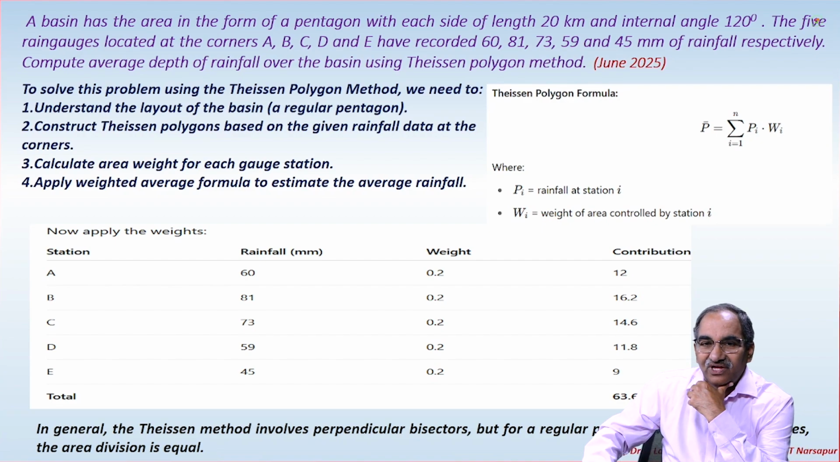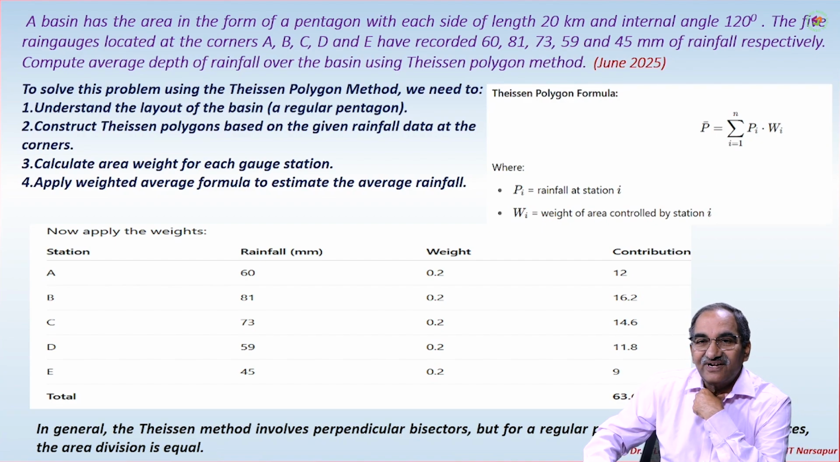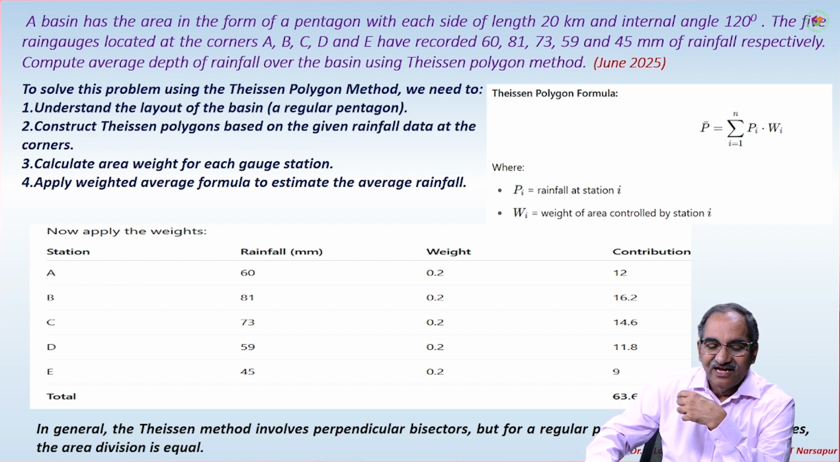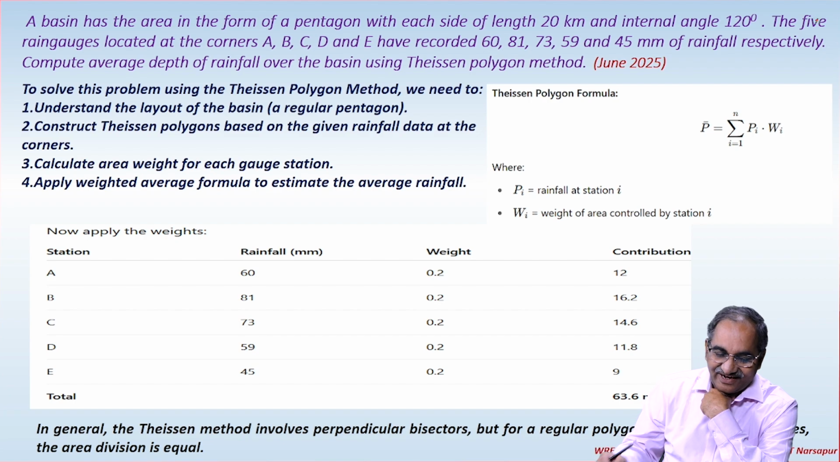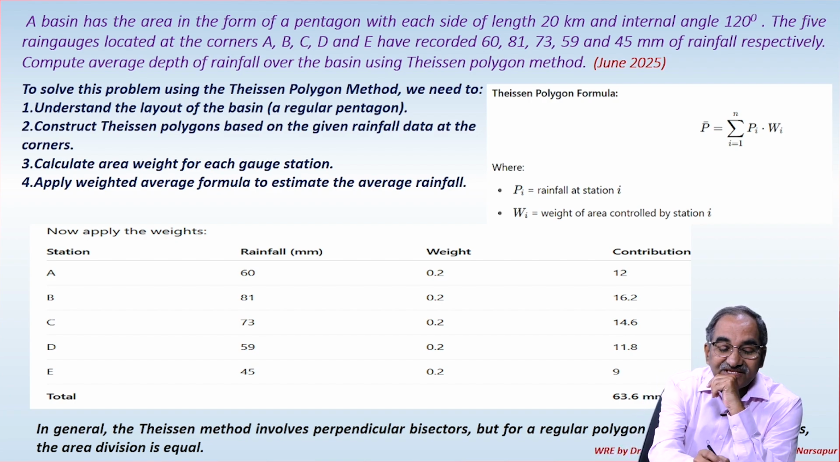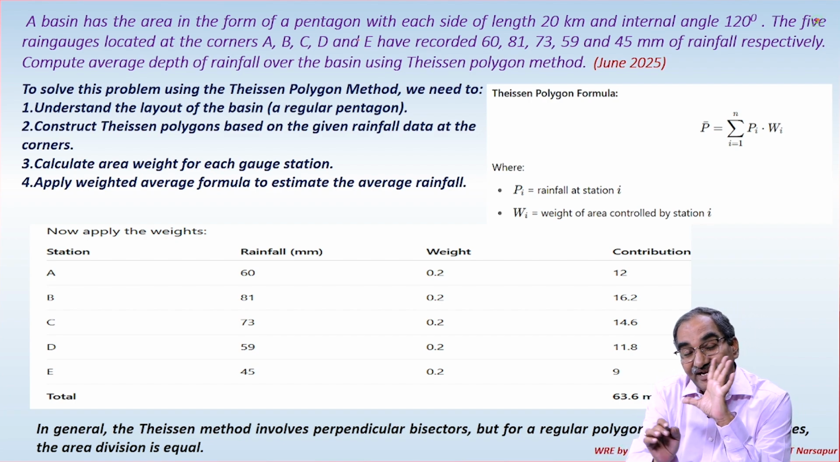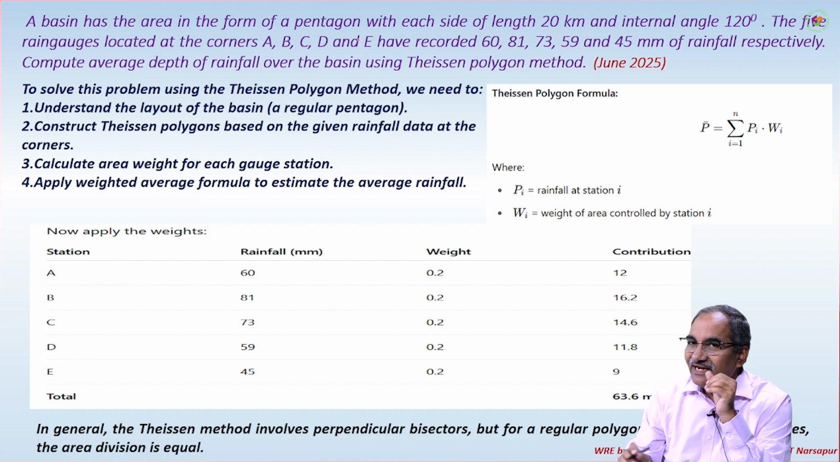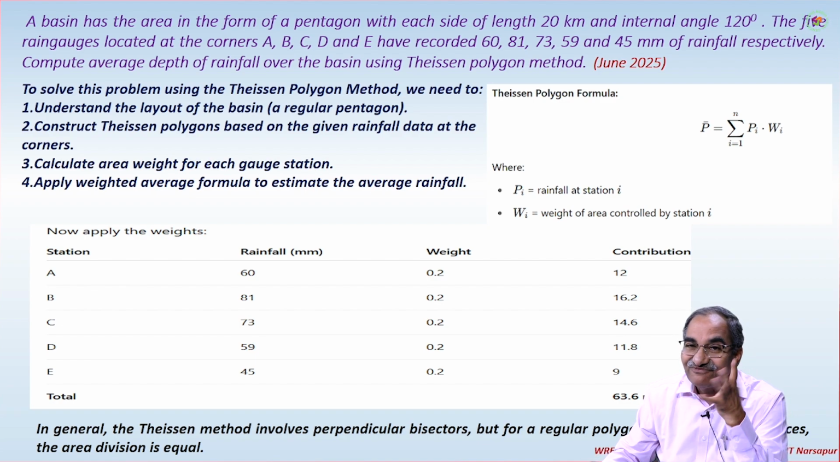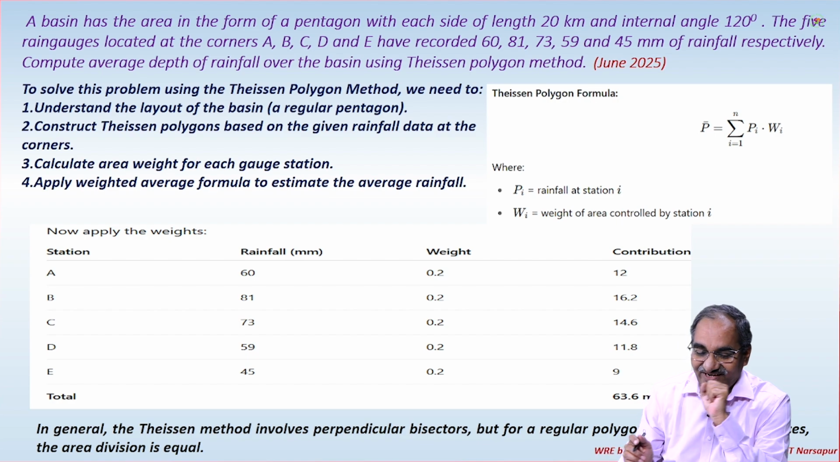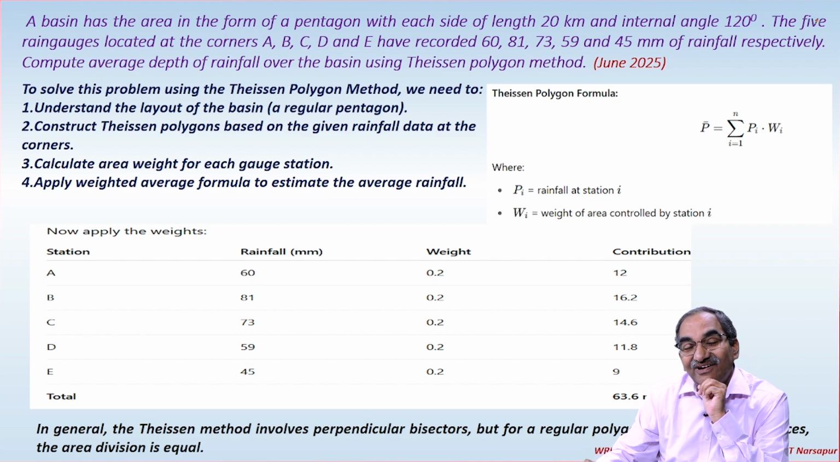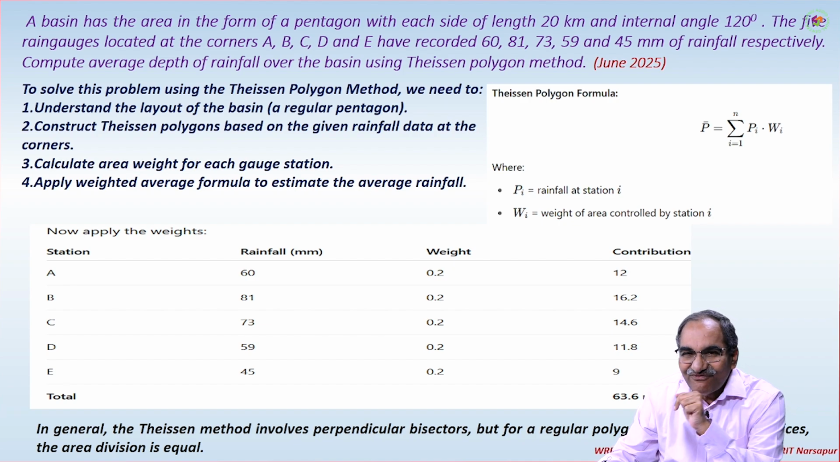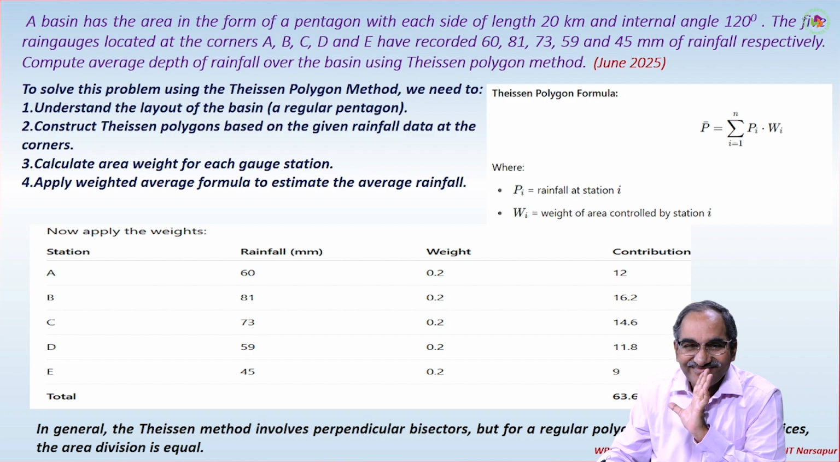Now, just to show, in June 2025, very recently, this question came in some university semester end exams. A basin has an area in the form of a pentagon. That is the first thing. Pentagon means how many sides? 5 sides, gentlemen. With each side length equal to 20 kilometers. This point is very, very important. The length of each side is the same.